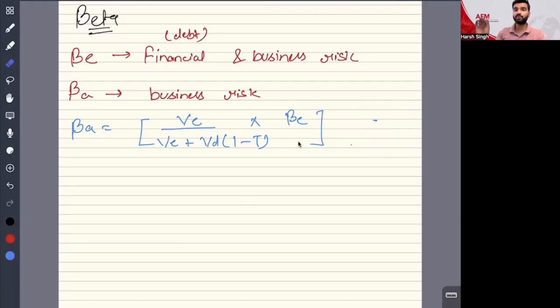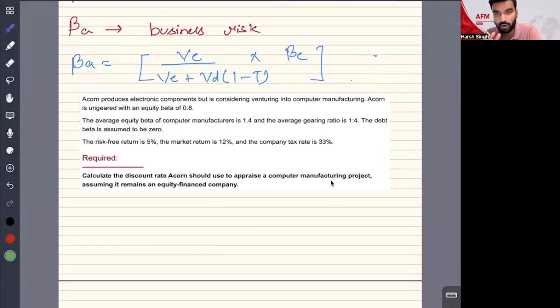So this is how we use the beta in the APV question as well. I'll show you one example, everyone. A company uses electronic components but is considering venturing into computer manufacturing. Now you might have a question, why are we using different betas? If we are moving from one business to another business, what will change? Business risk, right? So that is why we need to find out beta asset and use that beta asset.